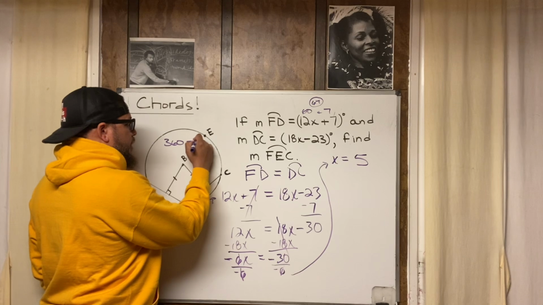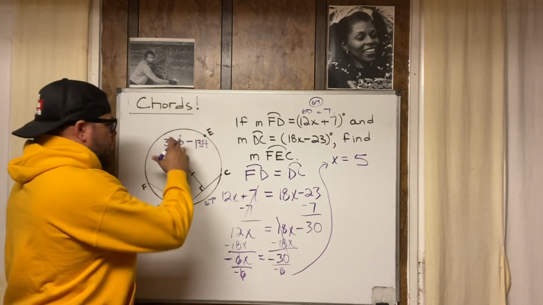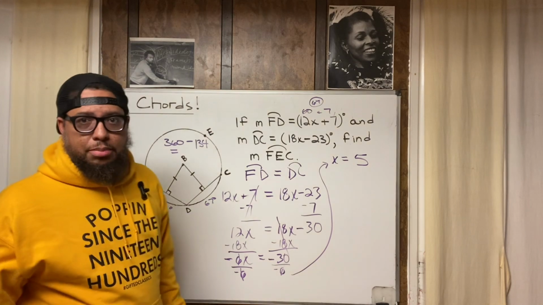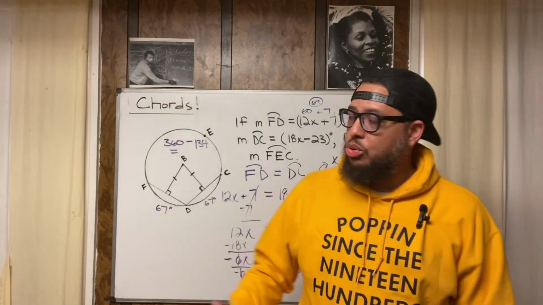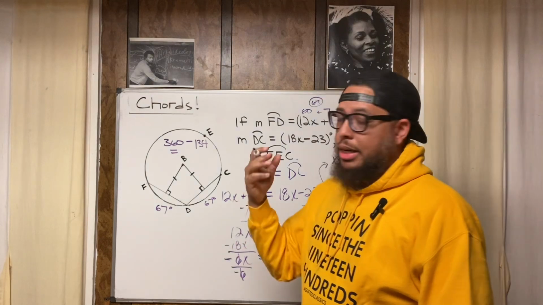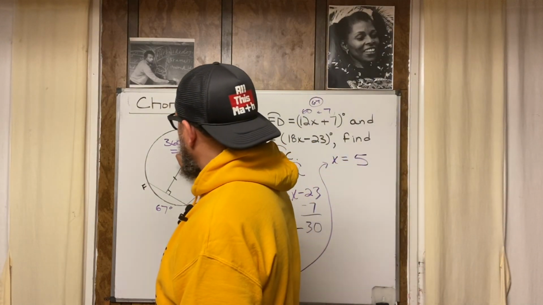So I'm doing 360 minus 134. What does that equal? 360 minus 100. I could use a calculator, but I don't need to. I could do the mental math. What's 360 minus 100? That's 260. What's 260 minus 30? That's 230. What's 230 take away 4? 226.